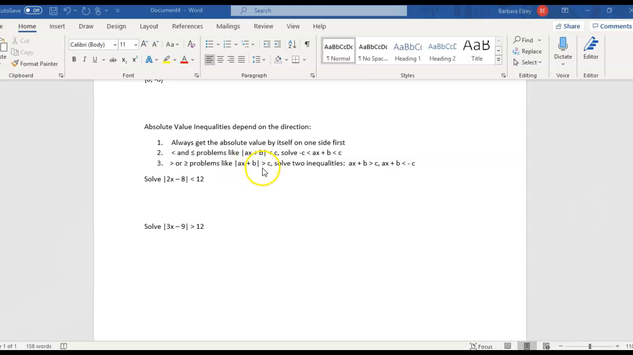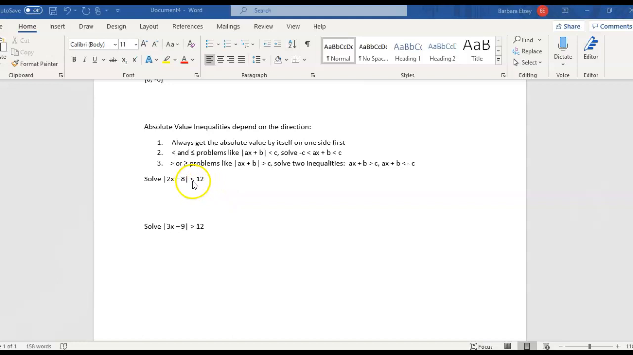And then if it's a greater than problem, we are going to solve two inequalities. The first one, we will drop the absolute value. And then the second one will drop the absolute value, change the direction of the inequality, and put a negative on the right side. So let's take a look at both of those.